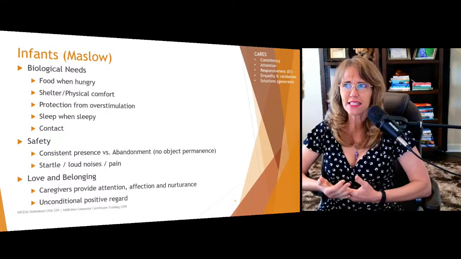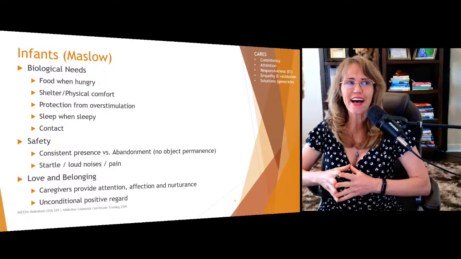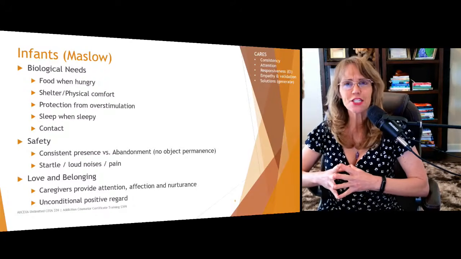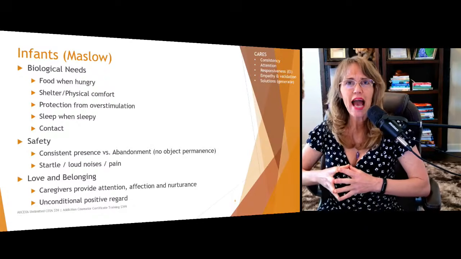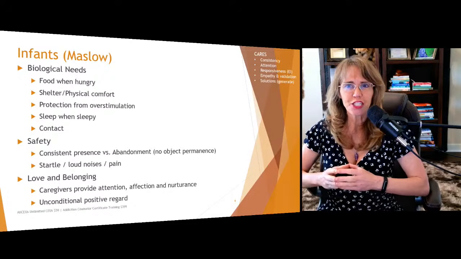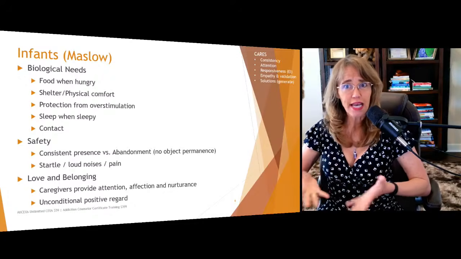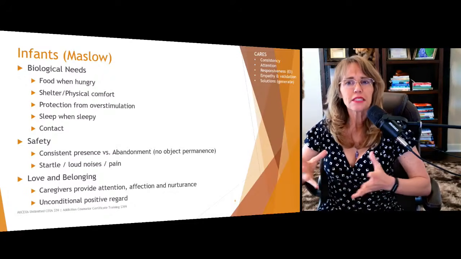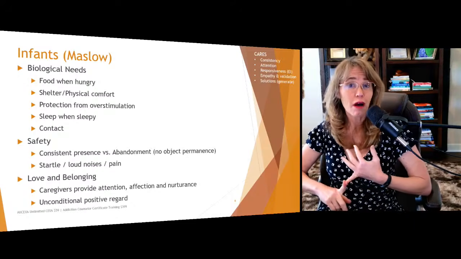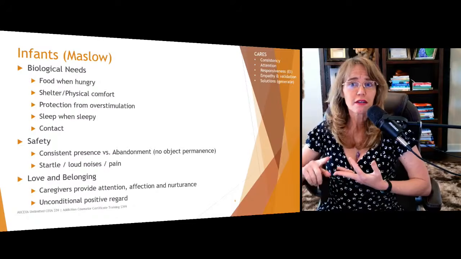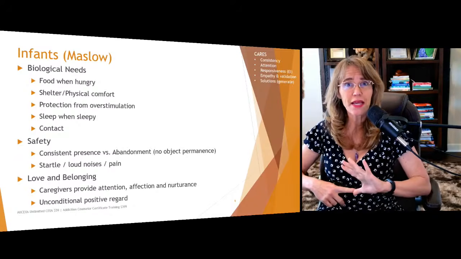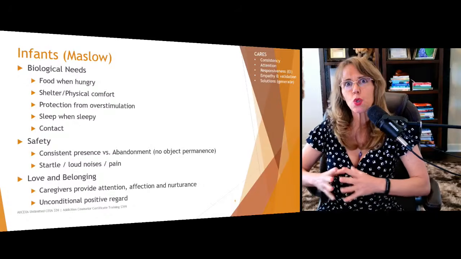In infants, now over here in the corner, I have the CARES mnemonic listed. So you can think about how these things influence secure attachment. In infancy, according to Abraham Maslow, infants need food when they're hungry, shelter, comfort, protection from overstimulation. They need sleep when they're sleepy, and they need physical contact.